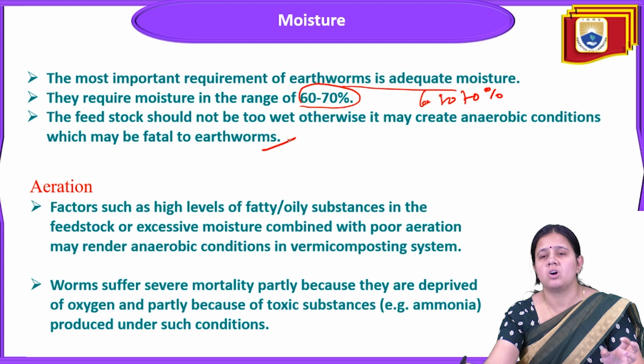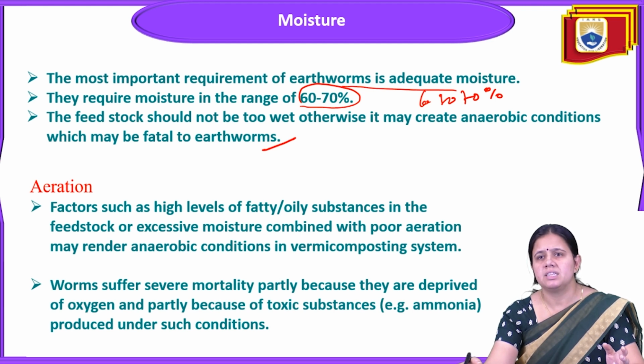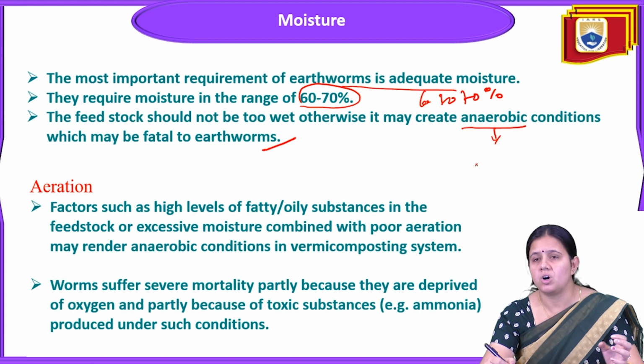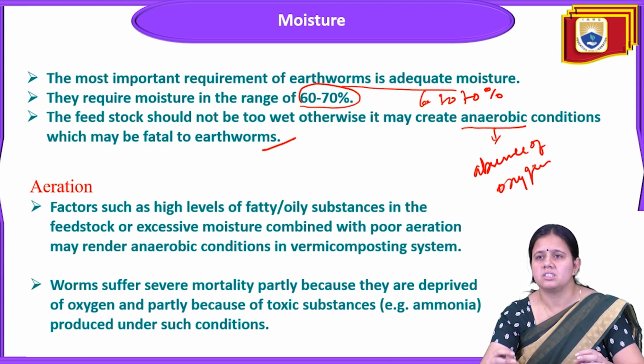If the feed is too wet, it may create an anaerobic condition. Anaerobic condition means an absence or scarcity of oxygen. Because of that, it will be dangerous for the earthworms' survival. So the feedstock should not be too wet. It should be drier, because if it is too wet, an anaerobic condition will mostly be created, which will be dangerous for the earthworms.